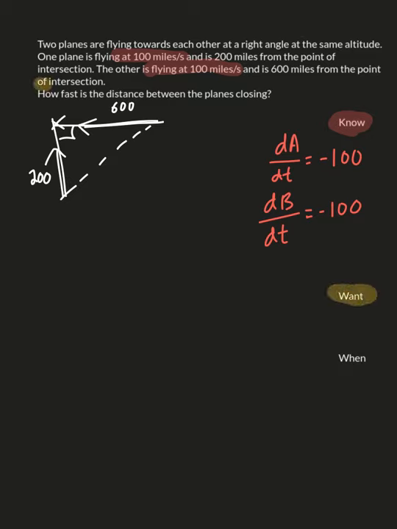What we want to know in this context is how fast is the distance between the planes closing. Note that I used A and B to represent the side lengths for the two legs of that triangle. So I'm going to use C to represent the distance between them, which is like the hypotenuse. So you can see that we're going to set up some sort of Pythagorean theorem here. And you can imagine that distance C is getting smaller and smaller as the two planes get closer and closer together. So we're looking for dC/dt, the change in C over time.